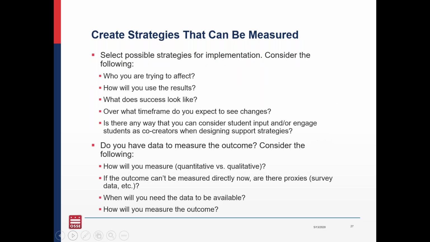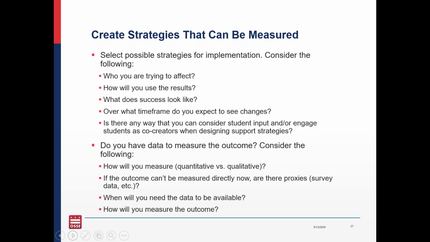Once you have all of this data in front of you, try creating strategies that can be measured. When selecting possible strategies for implementation, consider the following. Who are you trying to affect? How will you use the results? What does success look like? Over what time frame do you expect to see changes? Is there any way to consider student input or engage students as co-creators when designing support strategies?